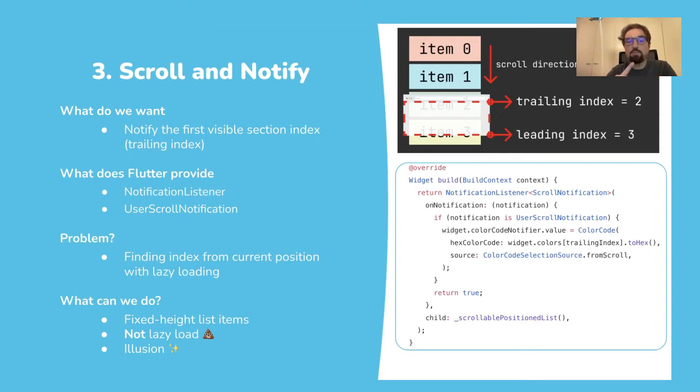And Flutter framework provides us notification listener, which emits notifications. And as the user scrolls, the notification listener will send us a notification which has the pixel value. But we have the current offset information in this notification, but again the problem is finding the index of the section within the lazily built scroll view, because we don't know the sizes of the items that are not yet laid out.